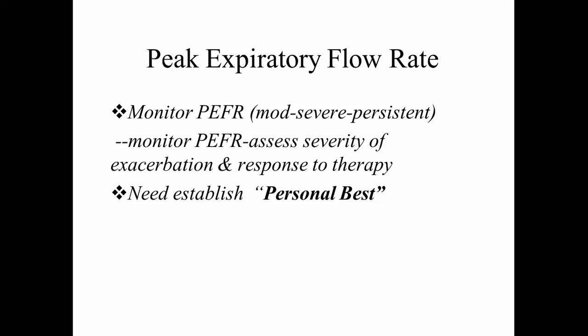So then they need to first establish their personal best value when they're well. Over a 2 to 3 week period, they'll record their peak expiratory flow rate twice a day, and then they'll pick their best or highest value. At the end of the 2 to 3 week period, that is really their personal best value when they're well. The child's current peak expiratory flow rate can then be compared with their personal best value at any given time.